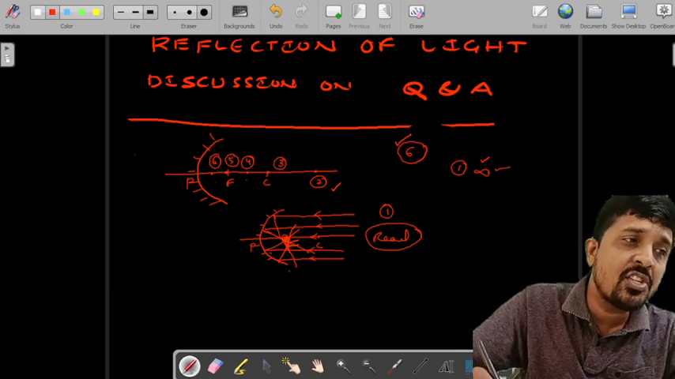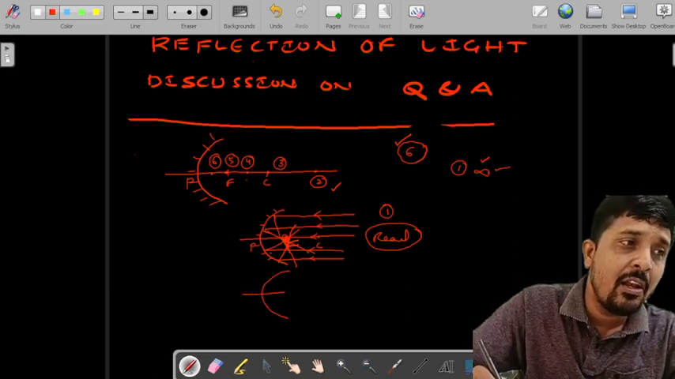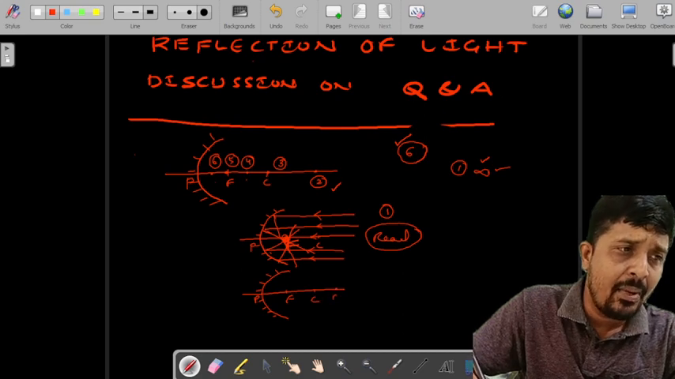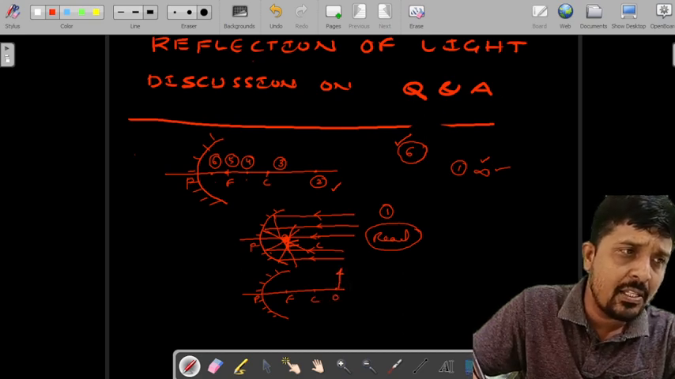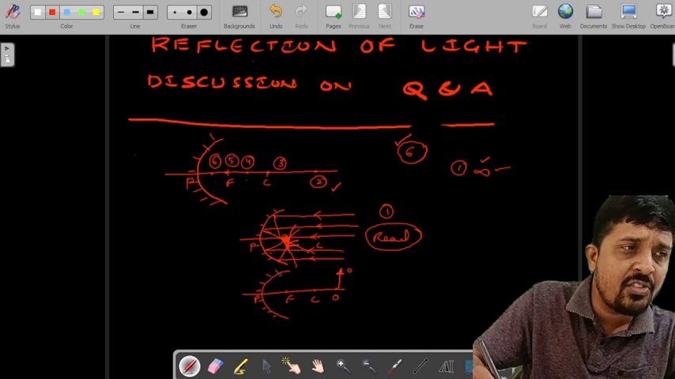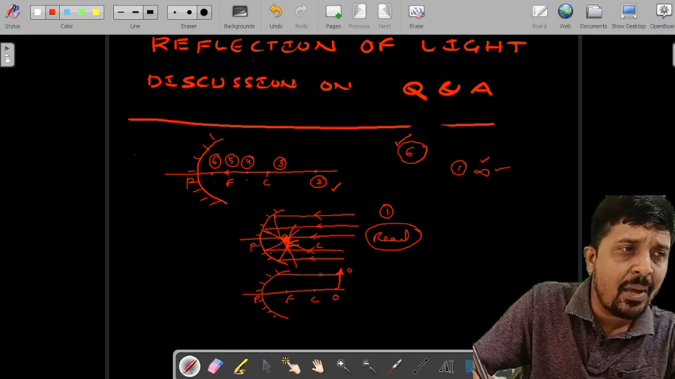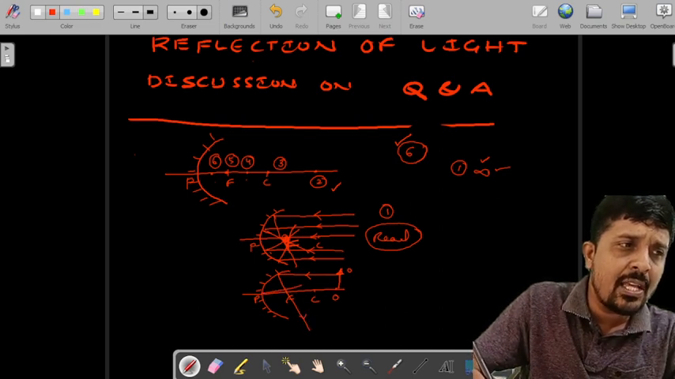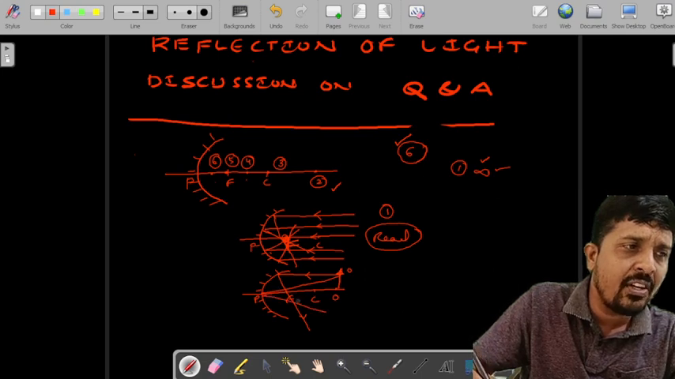And the second situation, what is our second situation? Now we can place the object beyond C. P, F, C. I am placing the object here. Let us take this is the object. The first one, if the incident ray is parallel to the principal axis, it should pass through F. Second one, we can use this: the angle of incidence at the pole is equal to the angle of reflection at the pole.